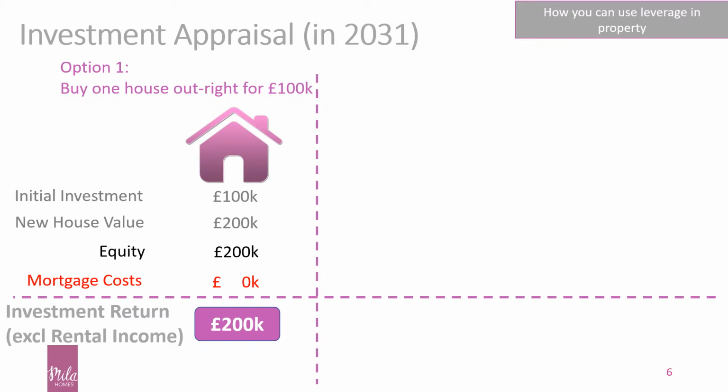Looking at option one, the initial investment was £100,000. The new house value is £200,000, we believe. And of course, because we bought that property outright, we now have £200,000 worth of equity. As a result of buying it outright, we have absolutely no mortgage costs whatsoever. So our investment return, excluding rental income, is £200,000.